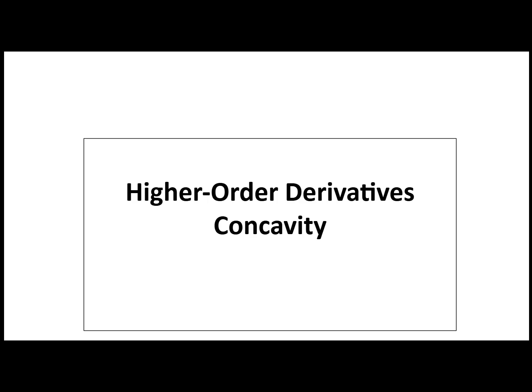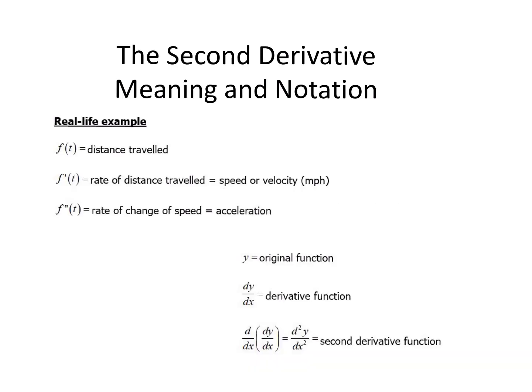In this video, we are going to look at higher order derivatives and what that means for the shape of the graph. Let's start with looking at a real-life example. If f of t represents the distance we've traveled, then the derivative of f of t is the rate of change in the distance traveled, which is your speed or your velocity.